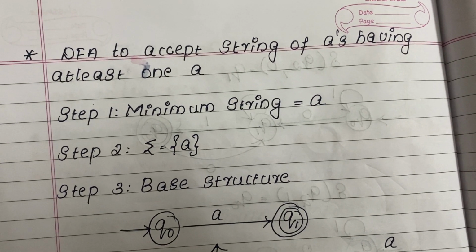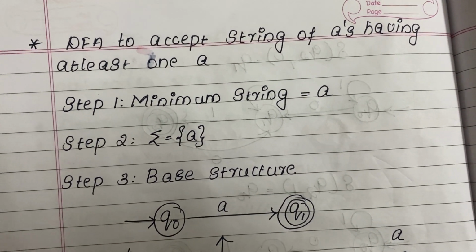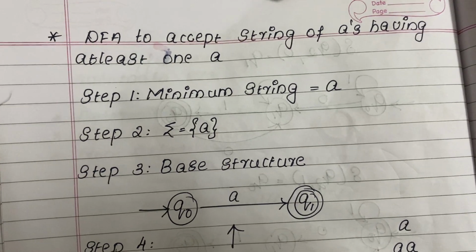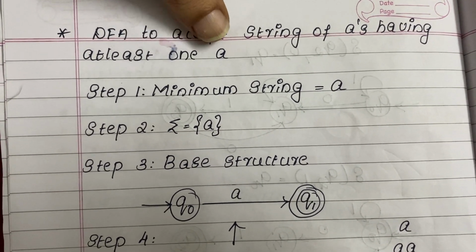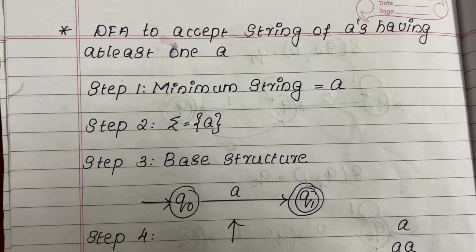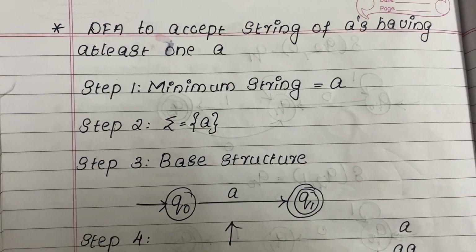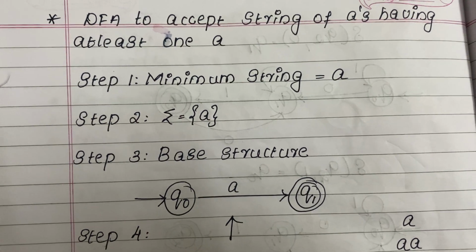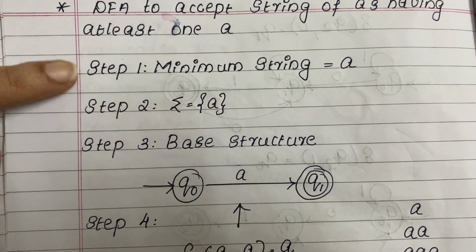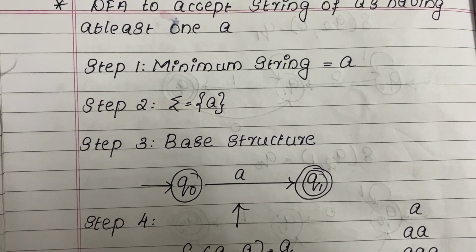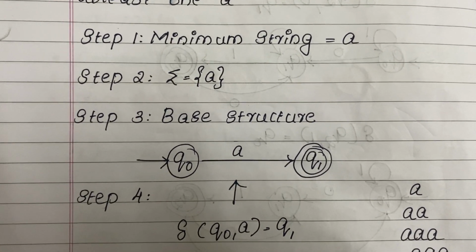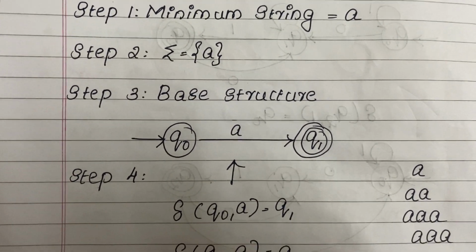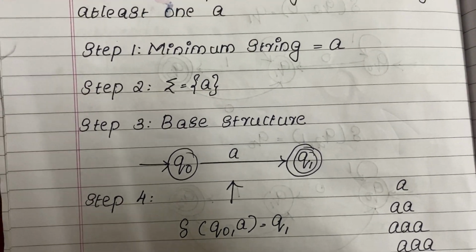So let me start with the first example. Construct a DFA to accept strings of A's having at least one A. This is the question. Last class I told you the steps to construct a DFA. The first step is to find the minimum string, that is, the smallest string which will be accepted by the particular DFA.